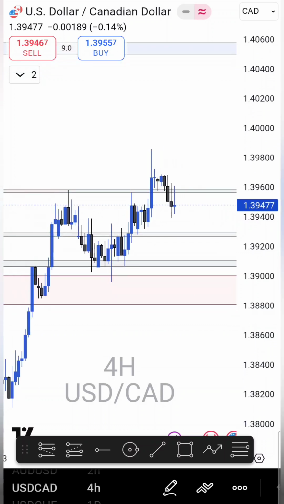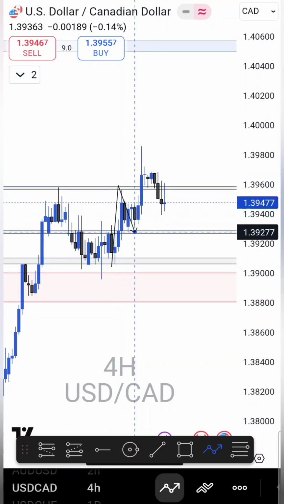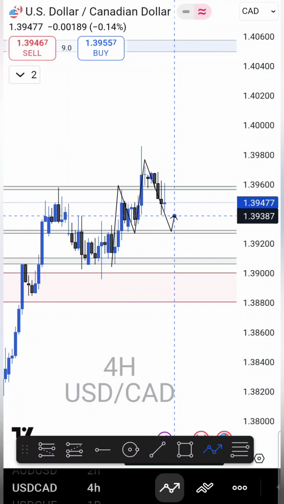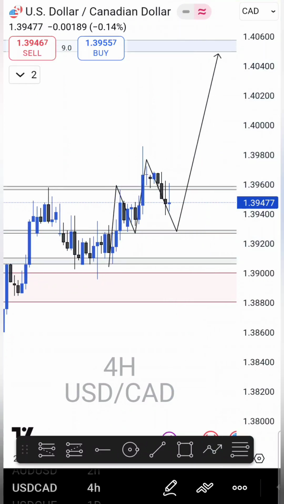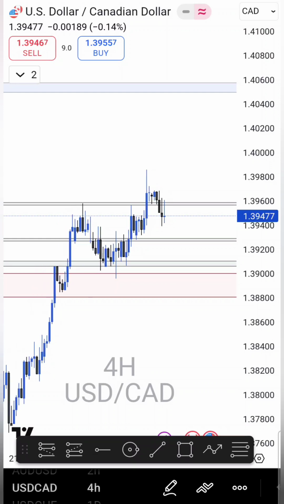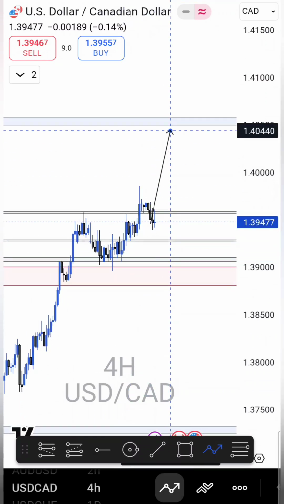Price managed to break above. So you can see higher high, higher low, another higher high, we're going to put an equal higher low, or even a higher low here, and then price continues to buy. So on USDCAD, I'm not doing anything. I'm just looking for a buying opportunity. This pair is likely to buy massively all the way to the upside.